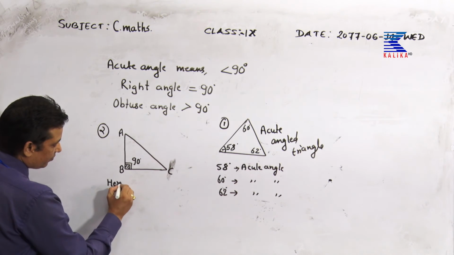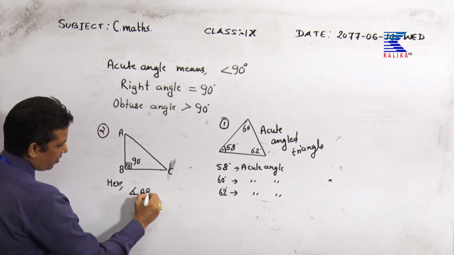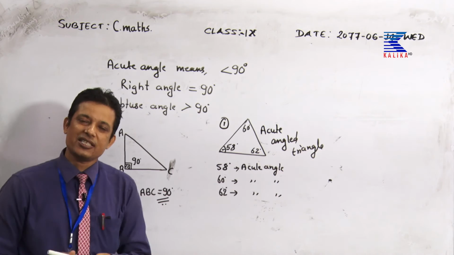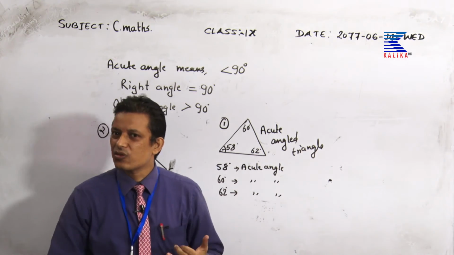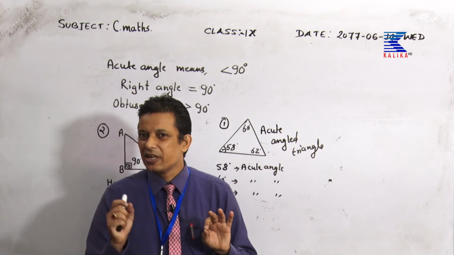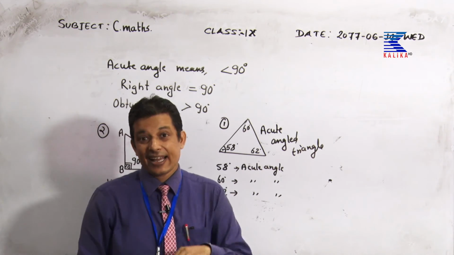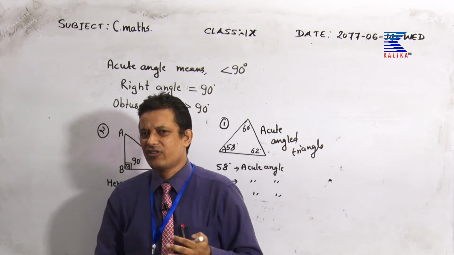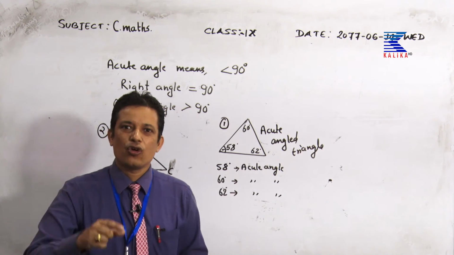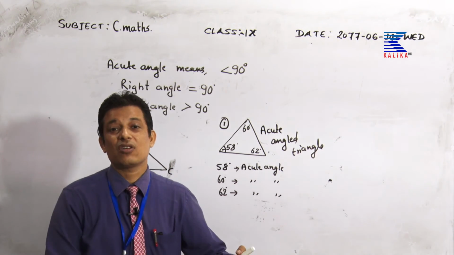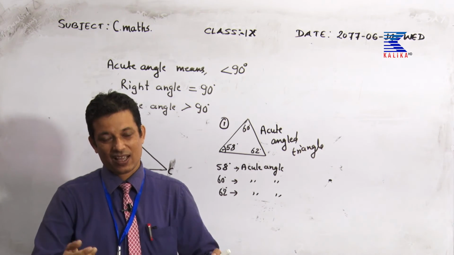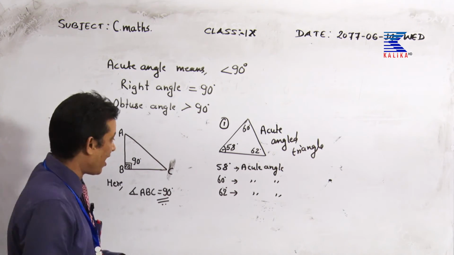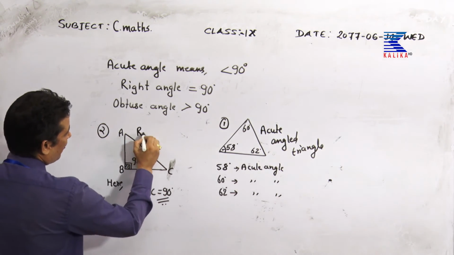Here, angle ABC is equal to 90 degree. Angle ABC is equal to 90 degree means this triangle has one angle whose measurement is exactly 90 degree. Exactly 90 degree means it is a right angle. So, if a triangle has one angle of 90 degree, that triangle is known as a right angled triangle. If a triangle consists of a right angle, it becomes a right angled triangle. So, this is the example of a right angled triangle.